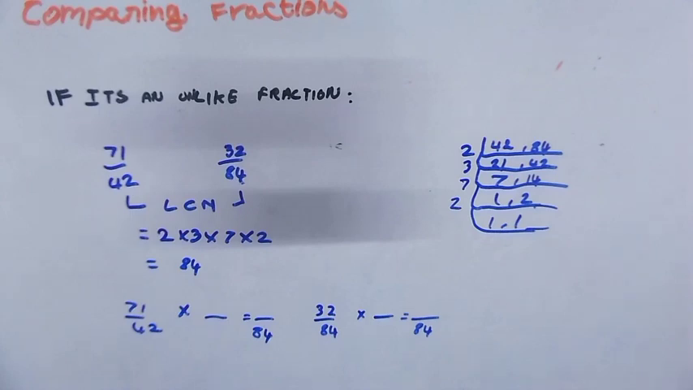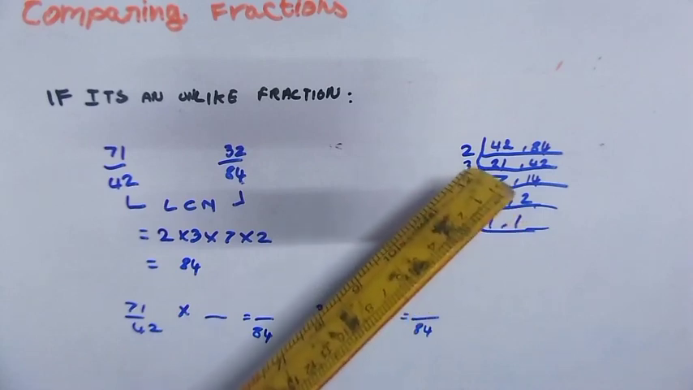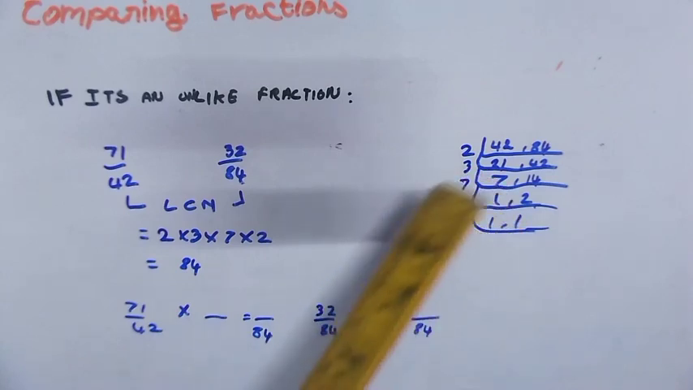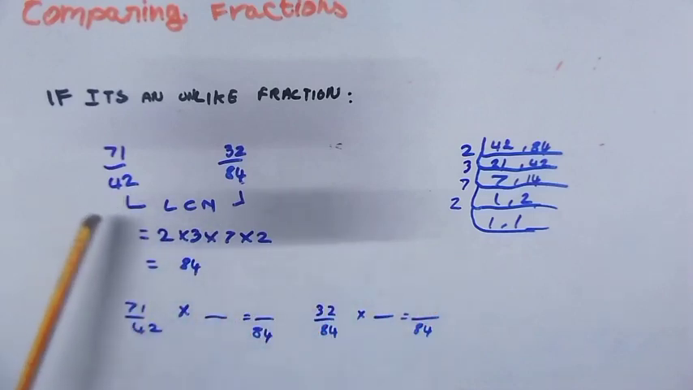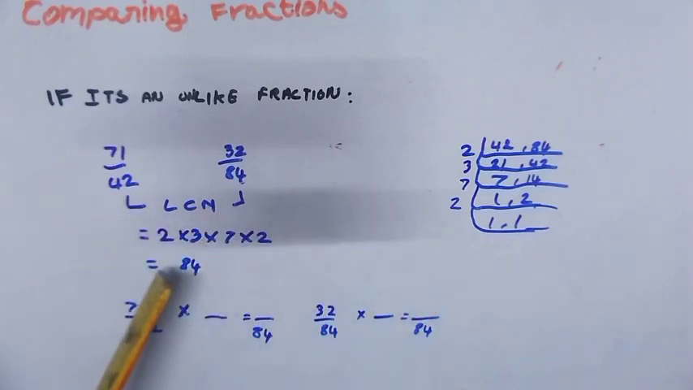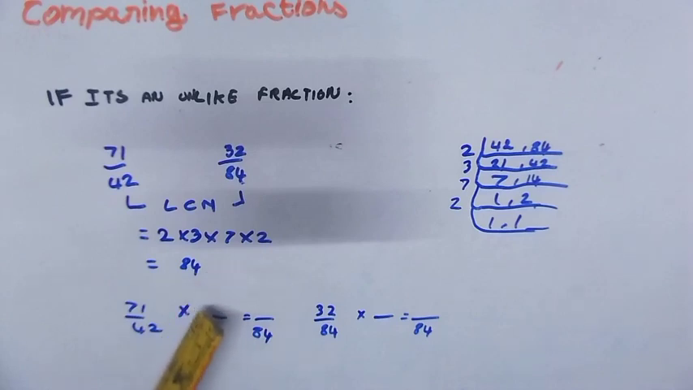So how to compare unlike fractions. 71 by 42 and 32 by 84 are two fractions which are unlike. To convert them into like fractions, first we have to find the LCM. For the LCM, I've used the successive division method. So 2 into 3 into 7 into 2 is the LCM of 42 and 84. 2 into 3 into 7 into 2 equals 84. So 84 is the LCM.